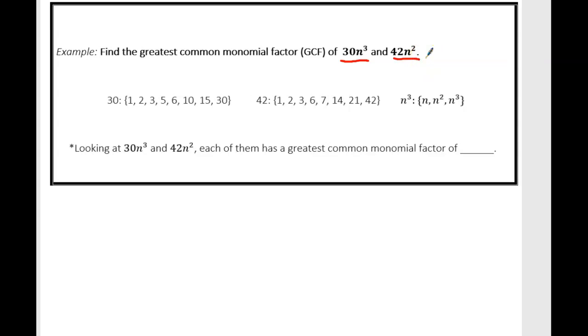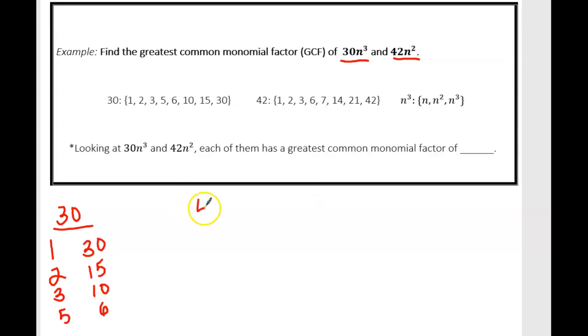We're going to split them apart and treat the coefficient, which is the number piece, and the variables separately, and then put them back together again. Looking at the numbers 30 and 42, I'll start with 30. My factors of 30, I always start with 1, would be 1 times 30, 2 times 15, 3 times 10, and 5 times 6. So we've got 1, 2, 3, 5, 6, 10, 15, and 30. There are all our factors of 30.